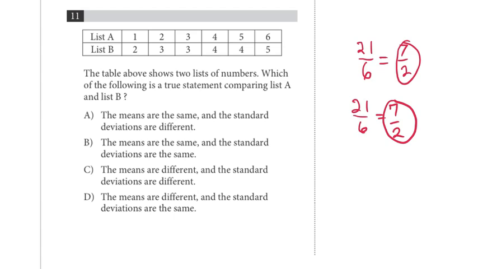But this question doesn't ask for which one has a larger standard deviation. It just says that they're different, and that would be answer choice A. The means are the same and the standard deviations are different. Just to give you an idea, list A has a larger standard deviation because the numbers are spread out more. List B's numbers are all closer to the 3.5, because the 1 and the 6 here are further away, basically, than the 5 and the 2.